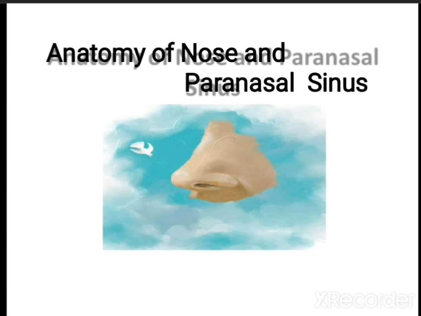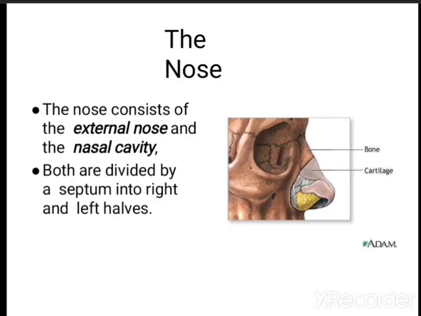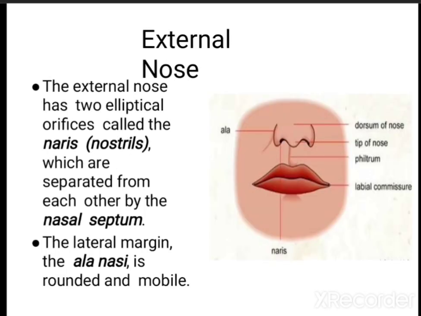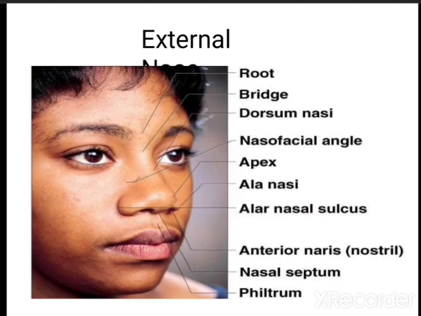Here I am going to tell you about the anatomy of the nose and the paranasal sinus. The nose consists of the external nose and the nasal cavity. Both are divided by the septum into right and left halves. The external nose has two elliptical orifices known as nares or external nares, which are separated from each other by the nasal septum. The lateral margin is known as ala nasi, which is rounded and mobile.